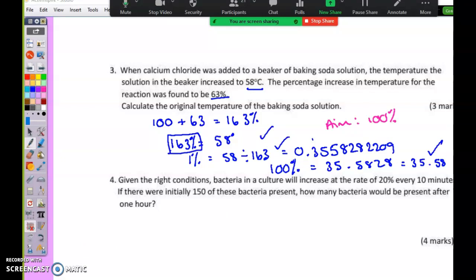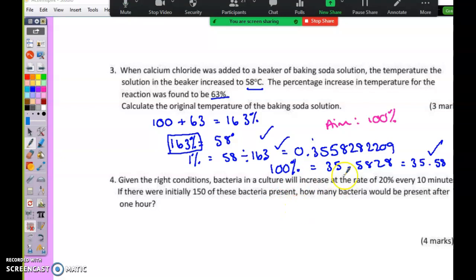Number 4 is the work that we did last term, still assessed this term. So if you are looking for a video on that, you won't have it from this term. It'll be back to last year's ones on appreciation, depreciation, or compound interest type questions.